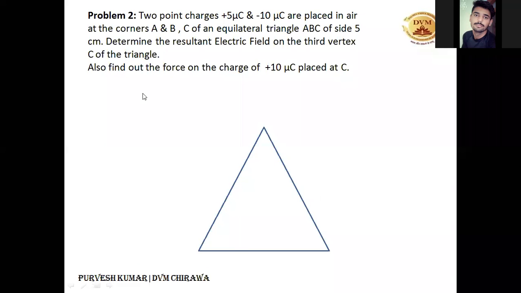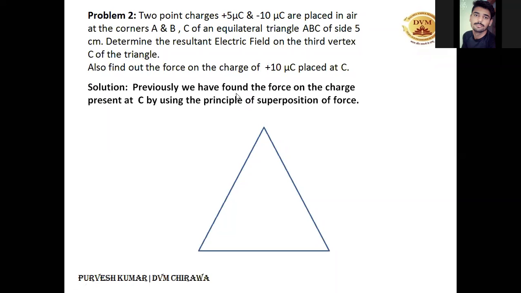So let's do it. Also, when we are finding the electric field, we need to find the force on a charge of plus 10 microcoulomb that is placed at C. So first find the electric field at C, and then we place a charge of plus 10 microcoulomb at C, and then we need to find the force on that charge. Let's do it. In the previous one, we found the electric force. In this, we need to find the electric field. So mark up the points.